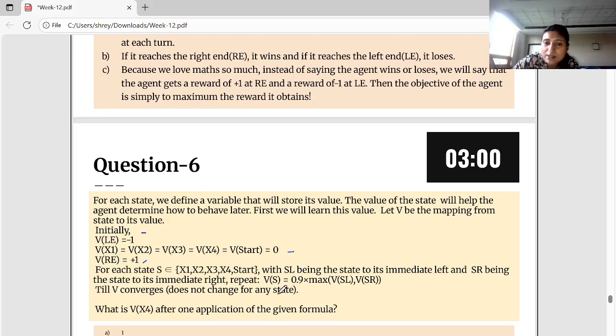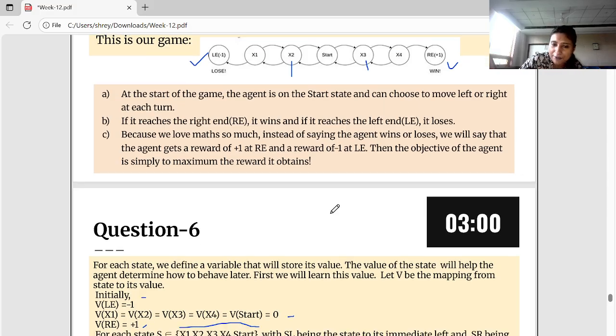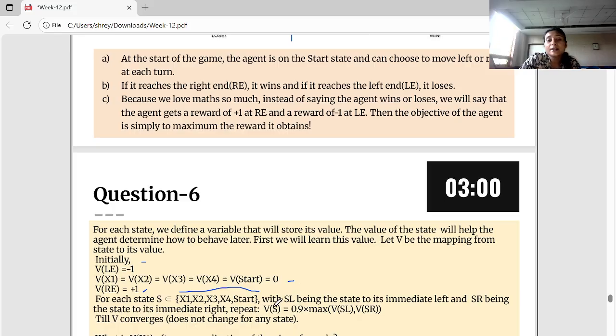The moving strategy is given as follows: for each state, there are these states x1 to x4 and start, with SL being the state to its immediate left and SR being the state to its immediate right. It means for start, this is your SL and this is your SR. SR means state right, SL means state left. So we define the value of each state.